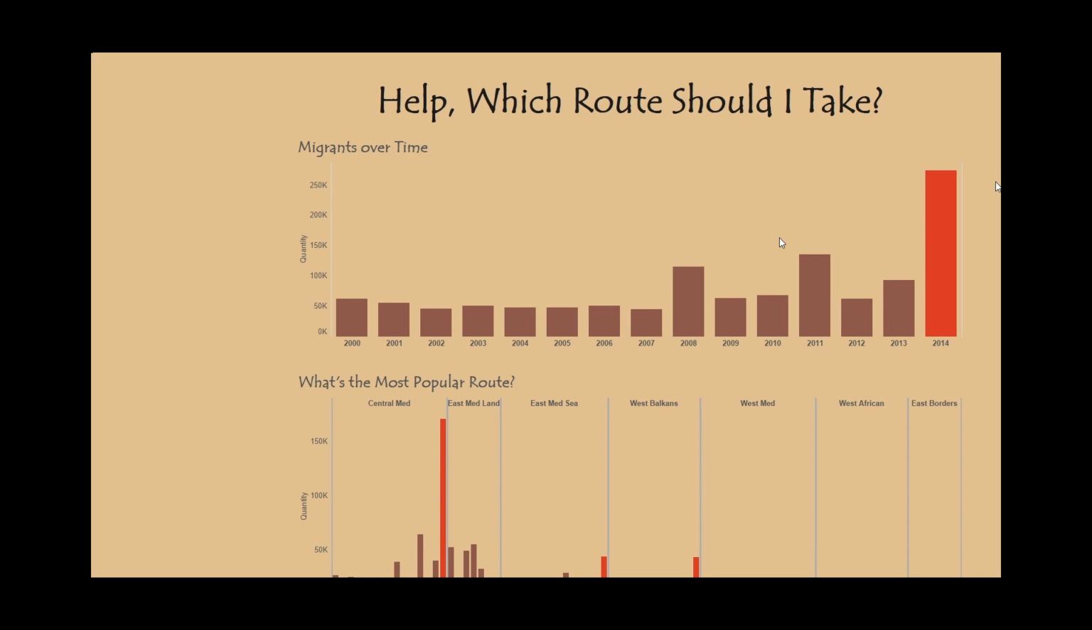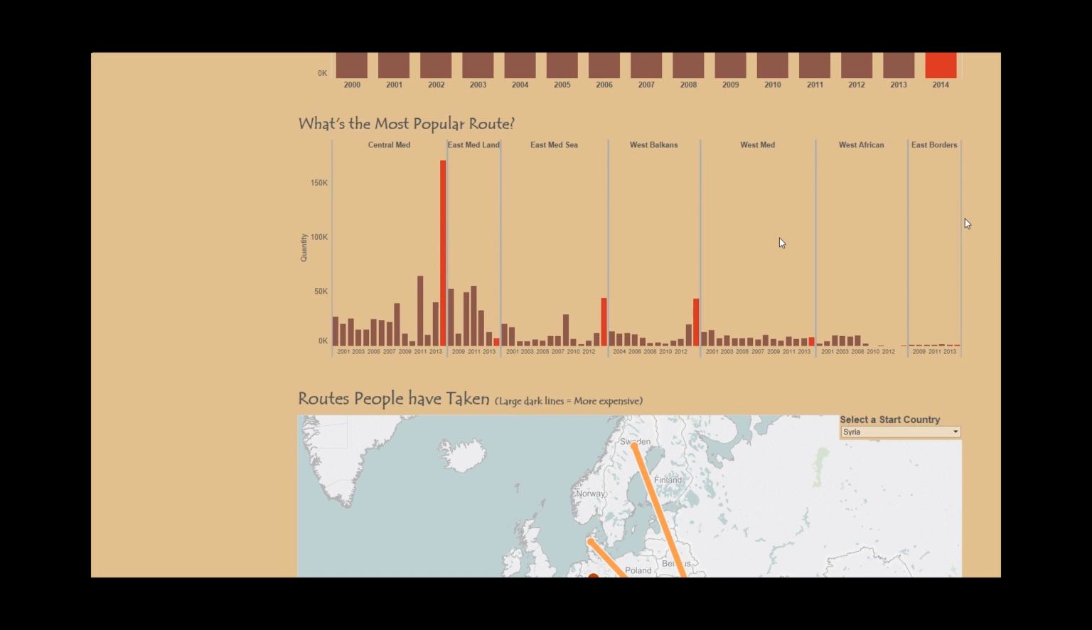You can see this big spike in 2014. And then there are about 8 routes, and by far, Central Mediterranean is the most popular, especially in 2014. I've highlighted every 2014 just to compare them because some of them are very small, like those two. That's basically going from the northern tip of Africa to Greece. That's when you hear about all those people going to Lesbos.